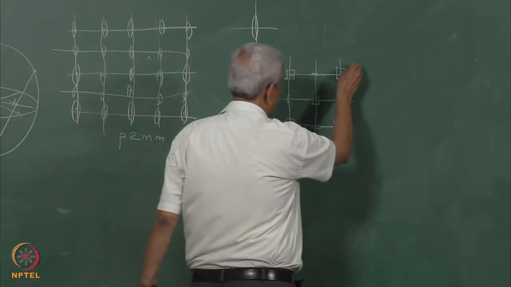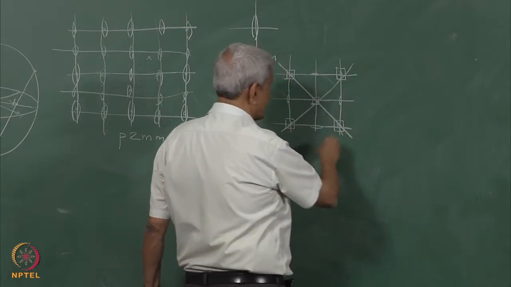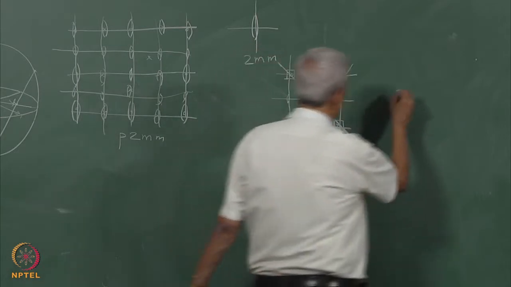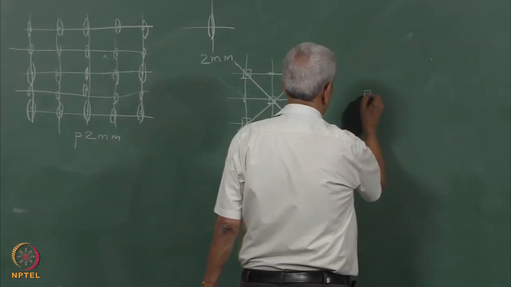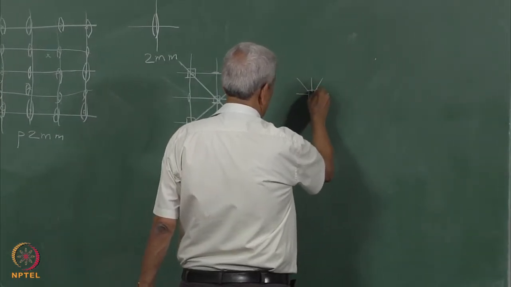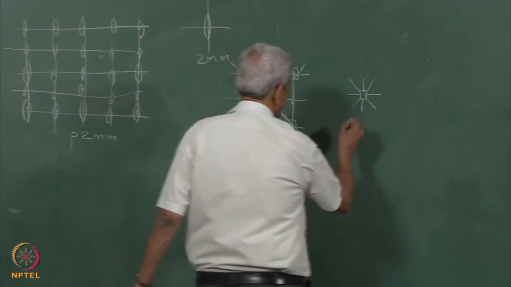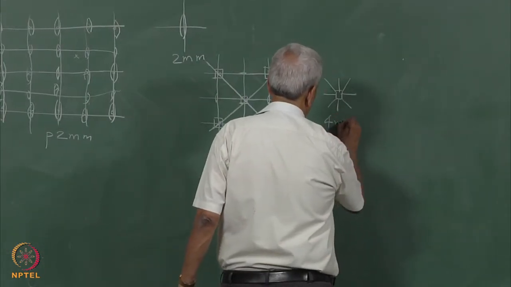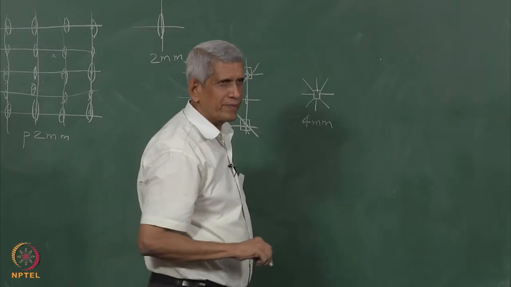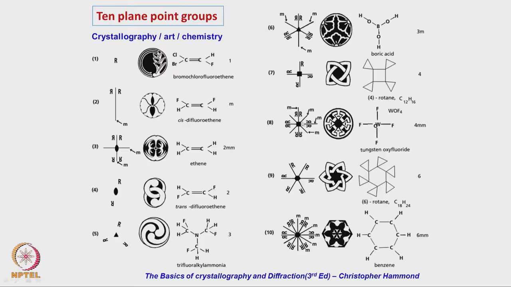Then along the diagonals, correct? Okay. So if you now look at any of these points, you have a fourfold axis. These are all the symmetry elements which are there, correct? This is essentially for 4 mm symmetry, okay, point group symmetry, it's going to be 4 mm. For a 4 mm symmetry, if you look at it, this is the symbol which we use, right?